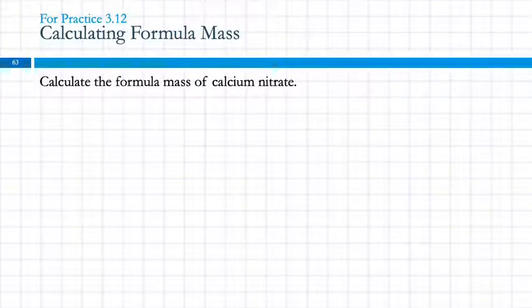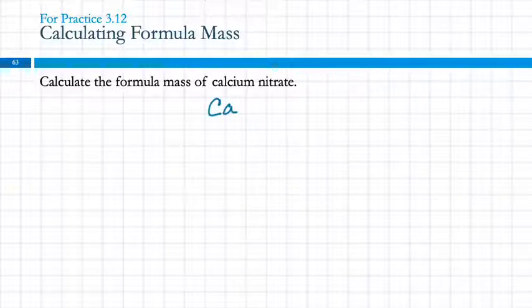So calculate the formula mass of calcium nitrate. And we're going to sneak some nomenclature practice into these problems, because to calculate the formula mass, I need the formula, right? So we have to practice. So calcium nitrate, is calcium a metal? Yes. This is an ionic compound. So I'm going to have ions.